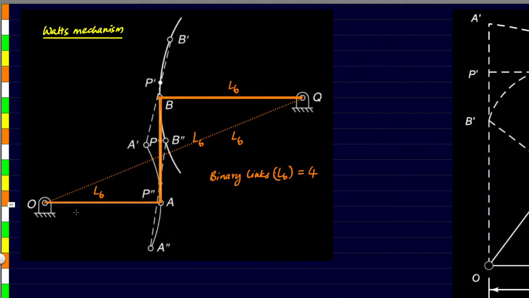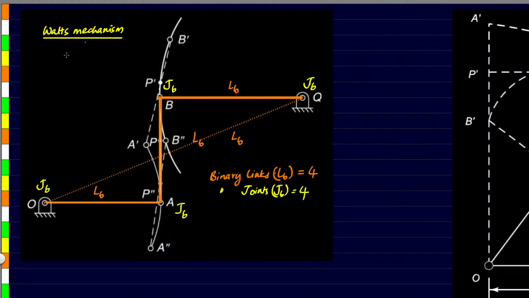Then next, let us count the joints. So first, the joint is O. This joint is binary at O. Then the joint at A is also binary. The joint at B is also binary. And the joint at Q is also binary. So how many binary joints are there? Total four binary joints.